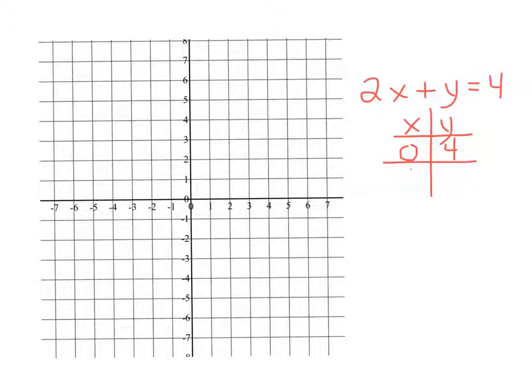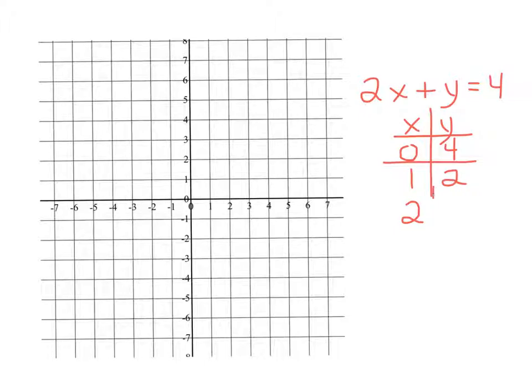If I let x equal 1, then 2 times 1 is equal to 2, so I would need y to equal 2, because 1 and 2, the coordinate pair (1, 2), is a solution for that equation. I'm going to do one more if I let x equal 2.